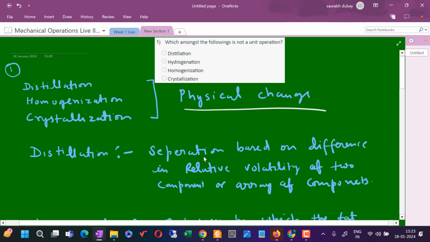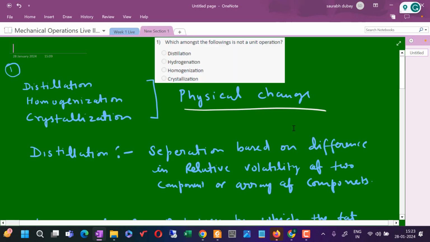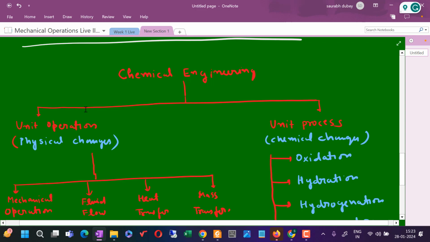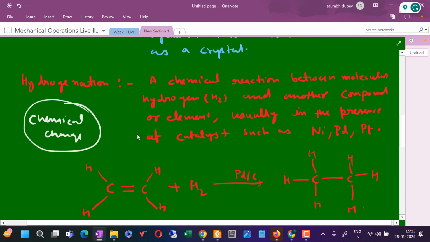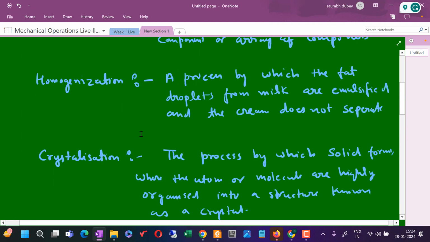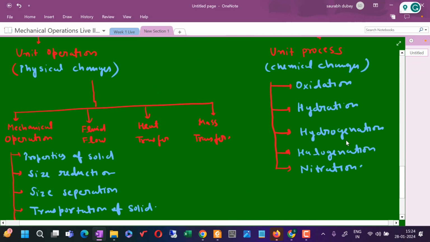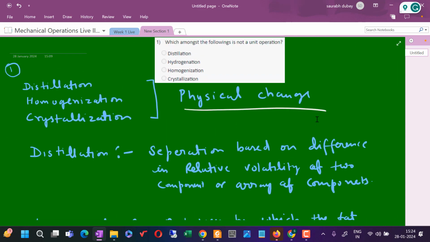So the first question that was there is, which among the following is not a unit operation? Distillation, hydrogenation, homogenization, and crystallization. So we came to know that these are the classifications of unit operation, which is the physical change and the chemical change. And in that we came to know that distillation, homogenization, and crystallization involved the physical change, and only the hydrogenation process was the chemical change. So hydrogenation will be the correct answer.